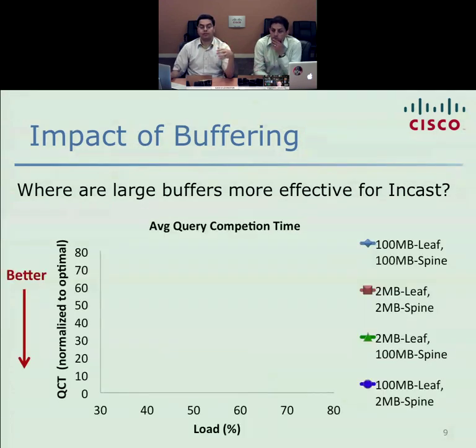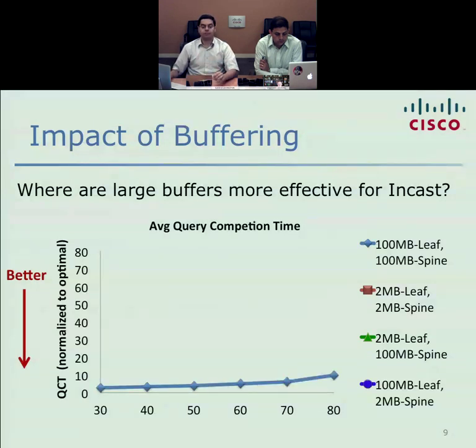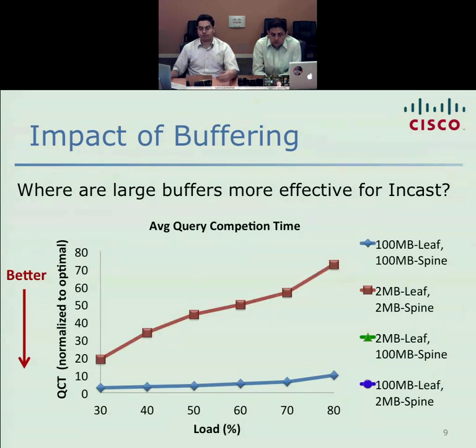So for the queries which had this incast pattern, we're going to look at 4 combinations of either very small 2 megabyte buffers or very large 10 megabyte buffers at the different tiers of the network. So when we have very large buffers at both the leaf and in the spine, this is the query completion time that we get at different levels of load. Whereas if we had very small buffers at both, this is the performance that we get. So you can see that there's a pretty notable gap with these 2 meg buffers.